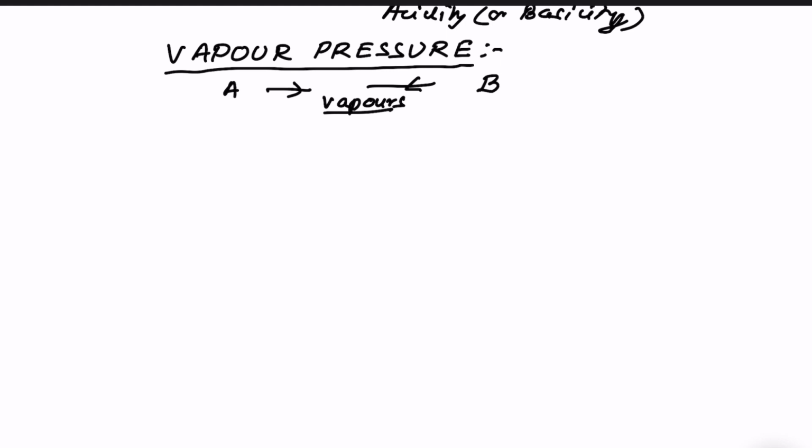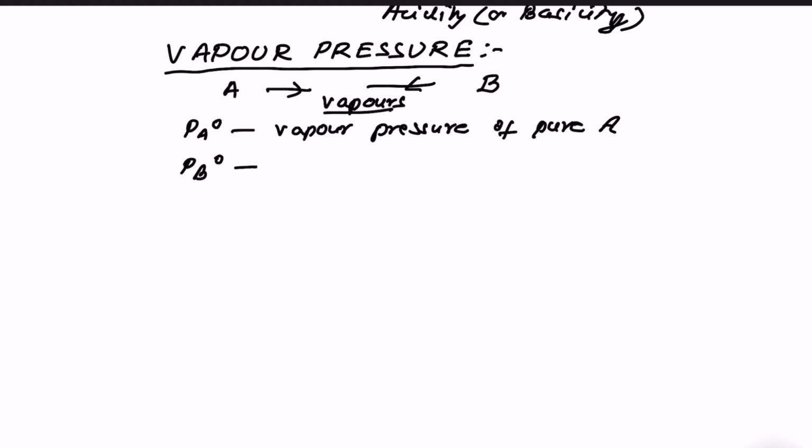In case Pa naught denotes the vapor pressure of pure A, meaning when the A component is pure, it is having a vapor pressure of how much? Similarly, Pb naught denotes the vapor pressure of pure B. Now what I have done, I have mixed these two substances and formed a solution. Now, if both of these components are volatile, what will happen?